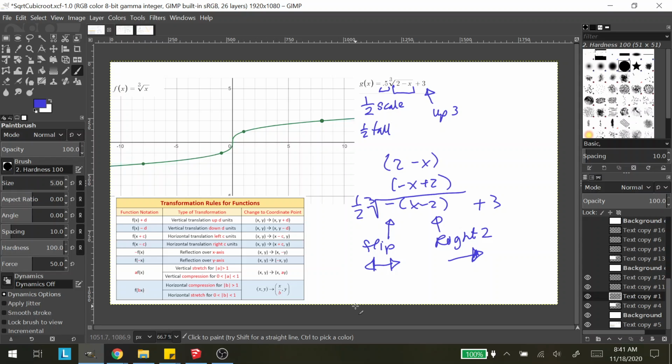That's a lot of things happening. We've got a scale, we've got a flip, we've got a shift, we've got another shift. That's a lot that's happening. So let's break it down one piece at a time. I'm always going to start.